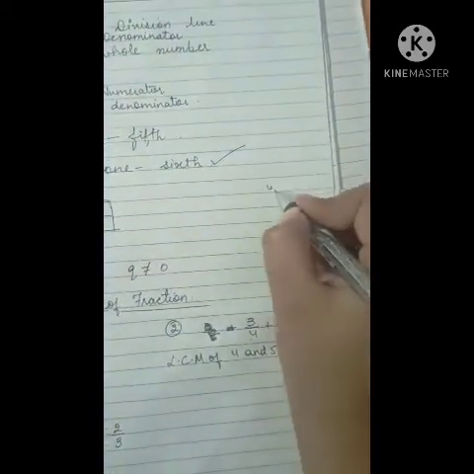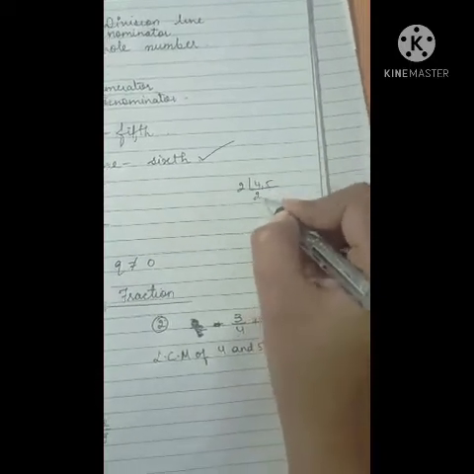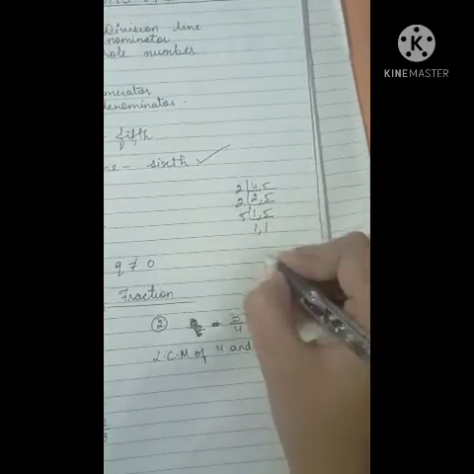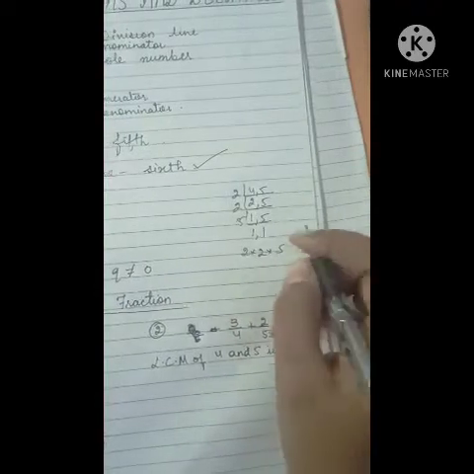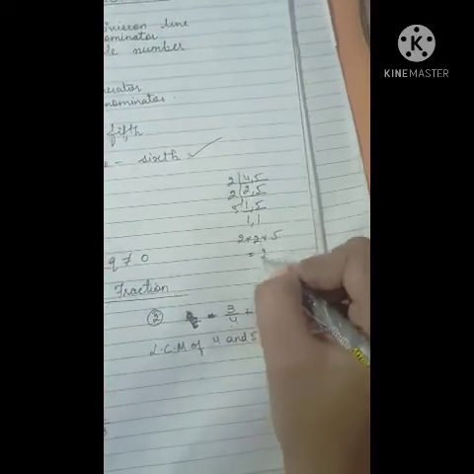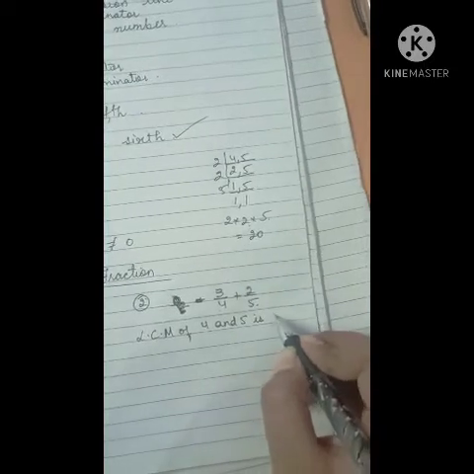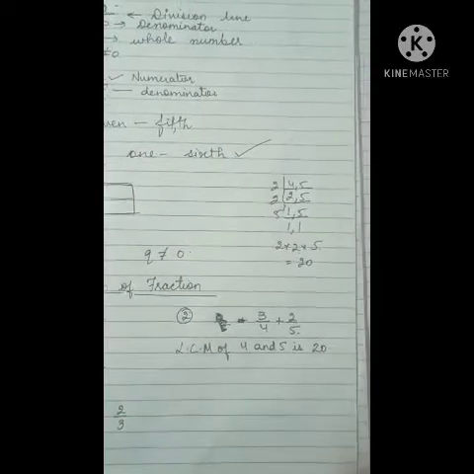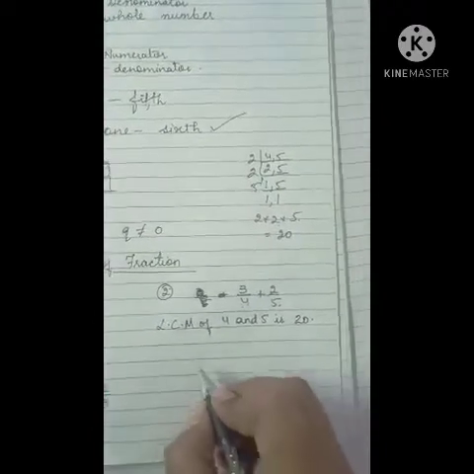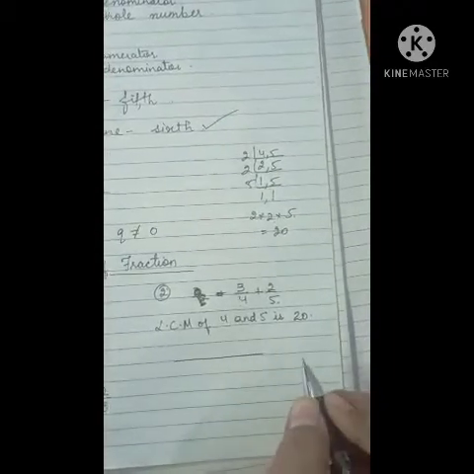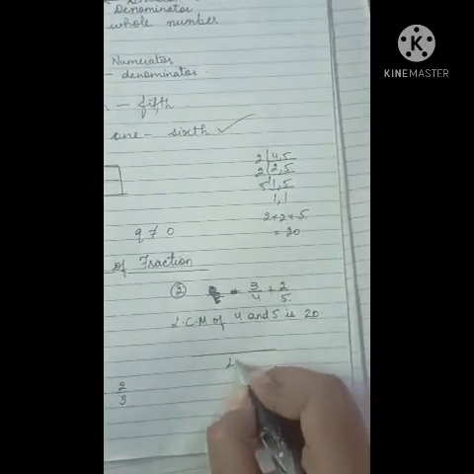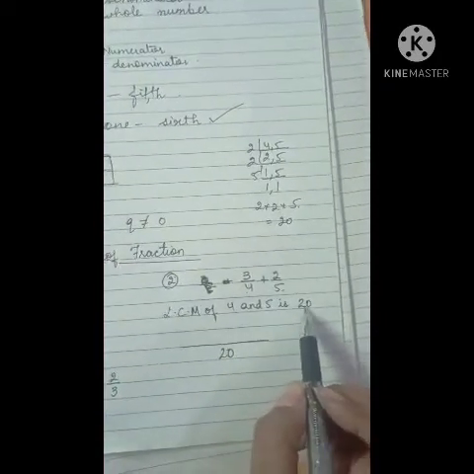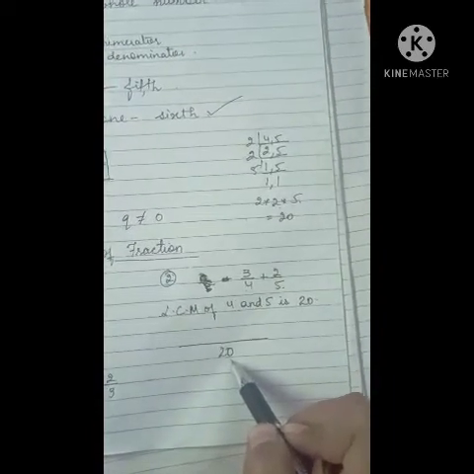So what would be the LCM of 4 and 5? 2 2s are 4, then 5 one time. So the LCM would be 2 2s are 4, 5 4s are 20. So the LCM of 4 and 5 is 20. Now whatever is the LCM, that would become the denominator, and we immediately write the LCM here like this. Whatever the LCM is, that would become the denominator. Clear?